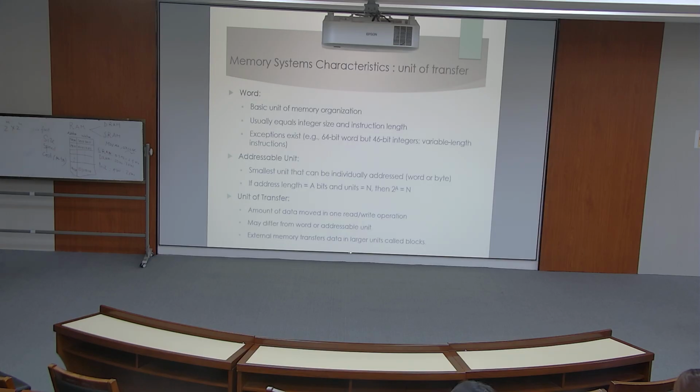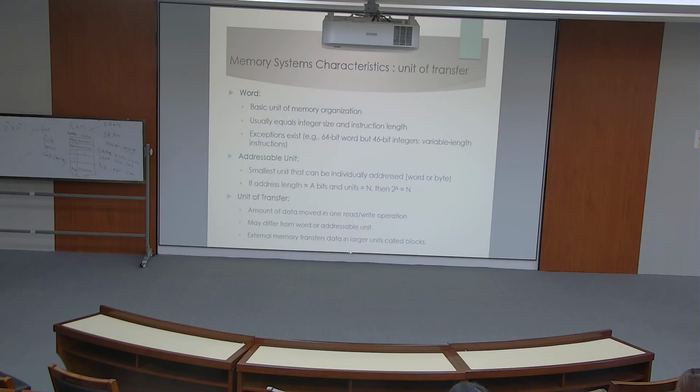So we have this basic unit of organization, which is a word, and it is also equal to the integer size and the instruction length. There are some exceptions. Here we have a 64-bit word or 46-bit integers. Now, when it comes to addressable units, this is the smallest one that can be individually addressed. We can address a word or a byte.